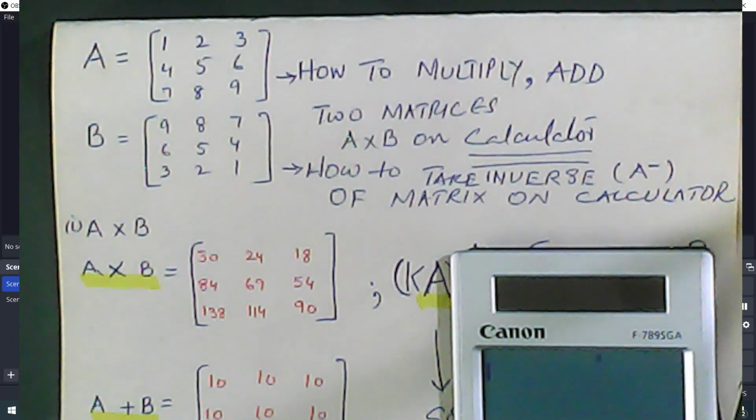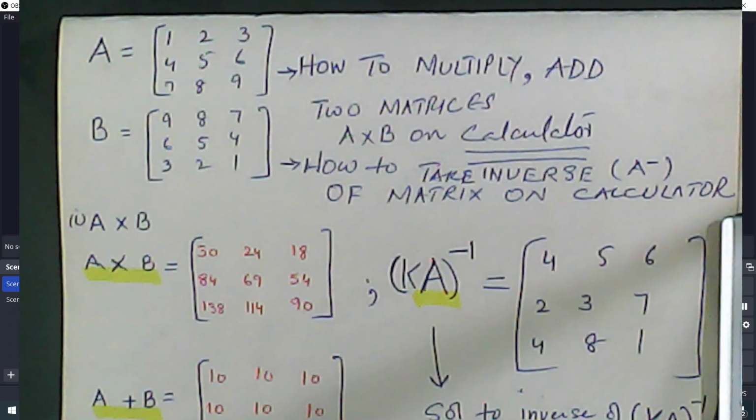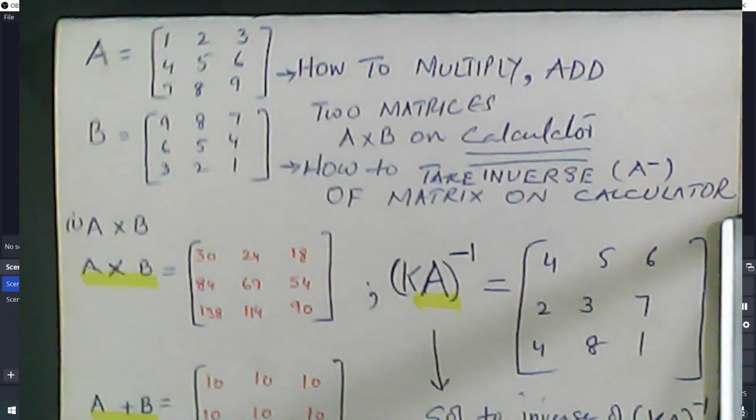Thank you. Today we have two 3 by 3 matrices, and for those two matrices we have to perform matrix multiplication and addition. And then we have another matrix, which is shown to you as KA. We have to take this unique matrix's inverse and see what the solution is. So we will start the process.